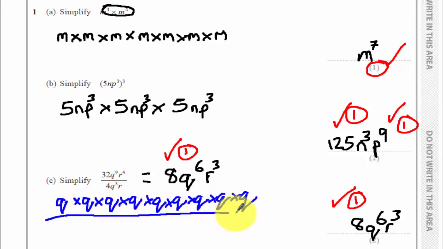And I'm going to divide all that by q to the power of 3. So I'm going to write out q times q times q. I hope you can see that there's a bit of cancelling out here. That q will cancel with that one. Q cancels with q. That q cancels with that one. I'm left with 1, 2, 3, 4, 5, 6. So q to the power 6. It's much quicker to do 9 take 3.